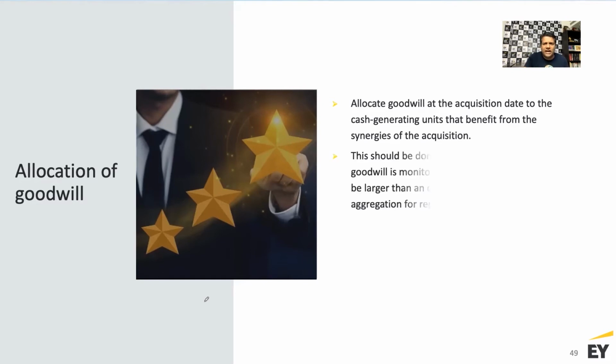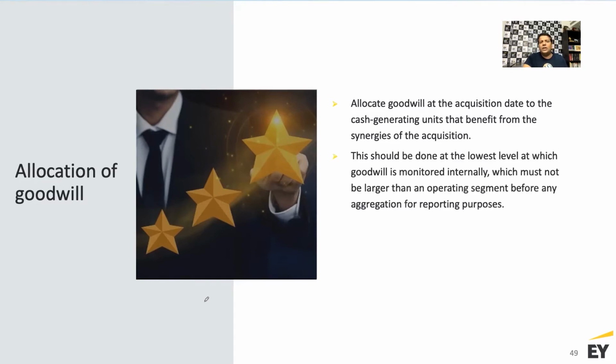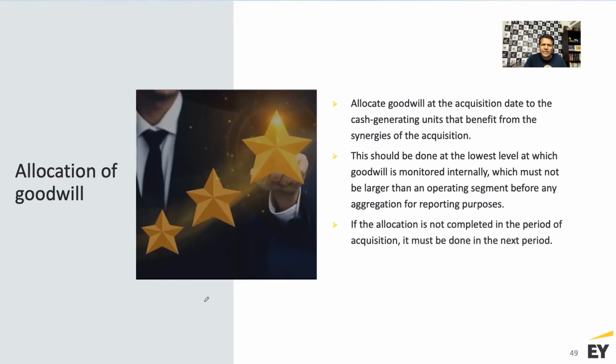This should be done at the lowest level at which goodwill is monitored internally, which must not be larger than an operating segment before any aggregation for reporting purposes. And we will talk about segments and determination of operating segments and reportable segments, and so on and so forth. If the allocation is not completed in the period of acquisition, it must be done in the next reporting period. You may be required to do a reallocation of goodwill, right?